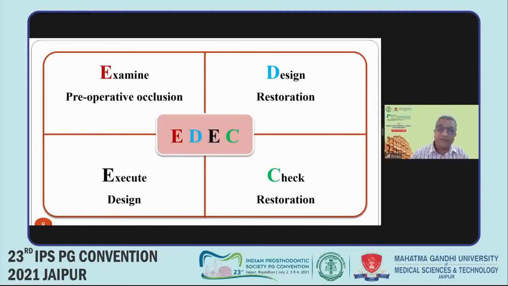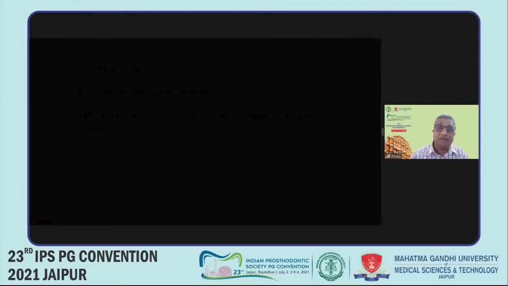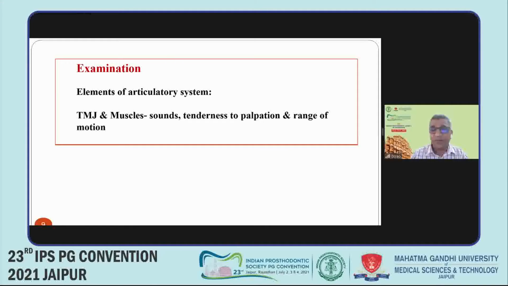In this process of EDEC, firstly, examination is the first element of understanding. You first check the TMJ, especially the sounds, tenderness, palpation, and the range of motion, as well as the muscles and their tenderness, to understand if there are any deformities in the structures of the masticatory system, the muscles and joints being part of it.